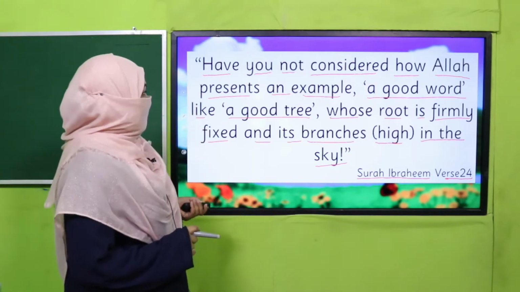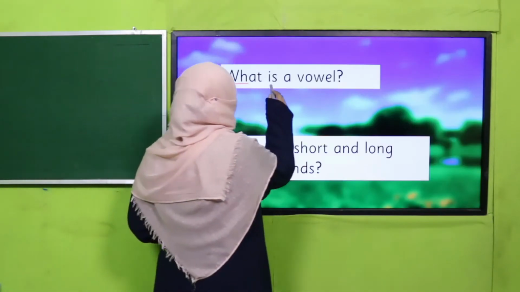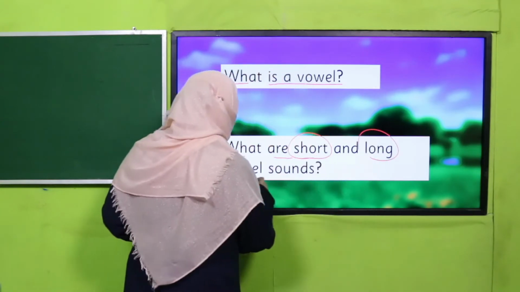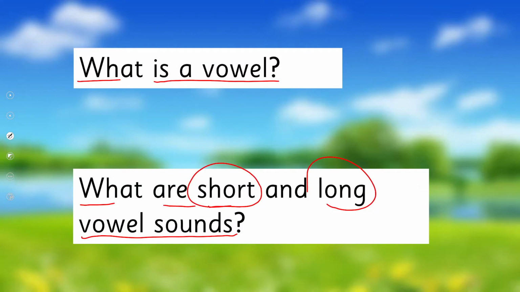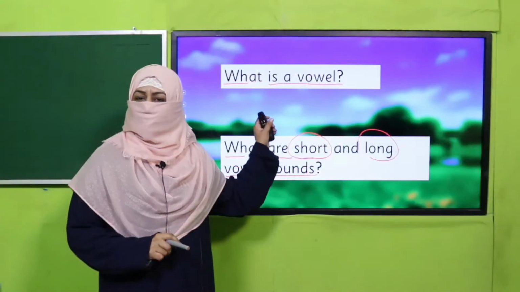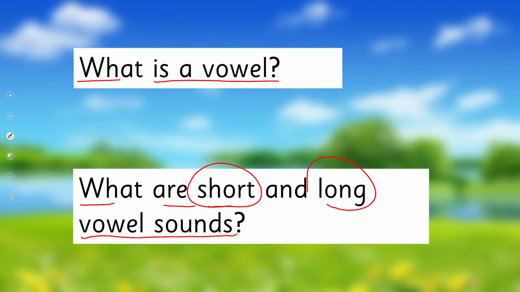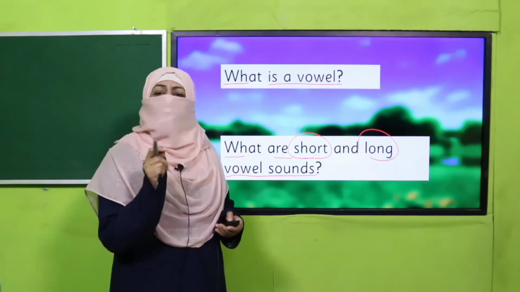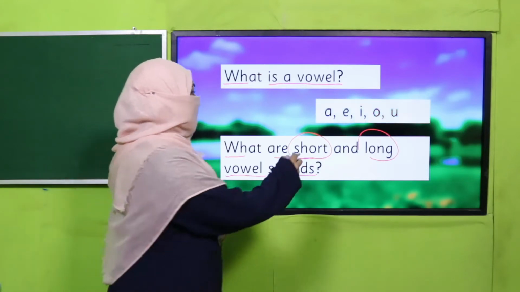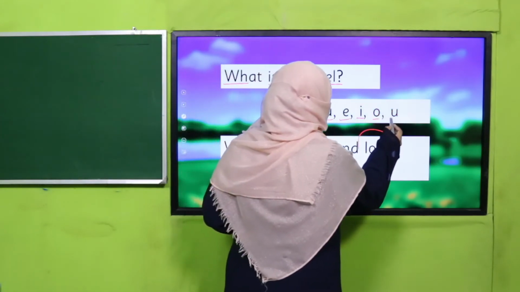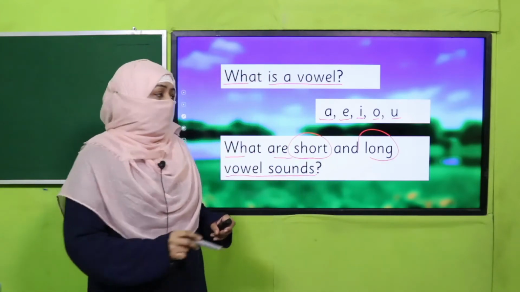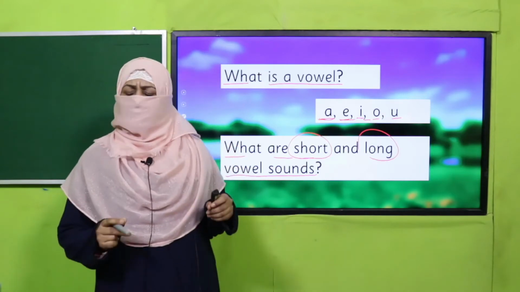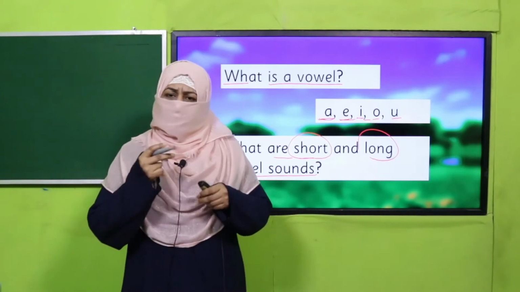So first you tell me what is a vowel and what are short and long vowel sounds. Yes, my dear fellow teachers, kindly pause the video and take the answer to this question from the students. Yes, my dear students, I know all of you know that vowels are A, E, I, O, U. And now we know all these letters have two sounds, right? What are those sounds? I'm just going to give you a review.